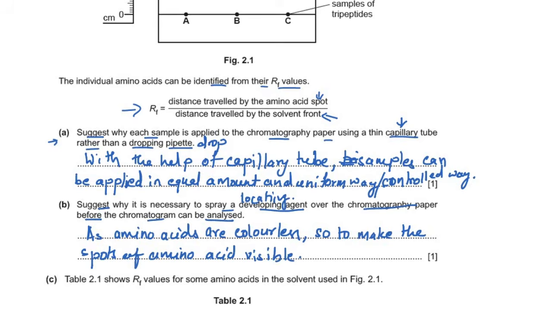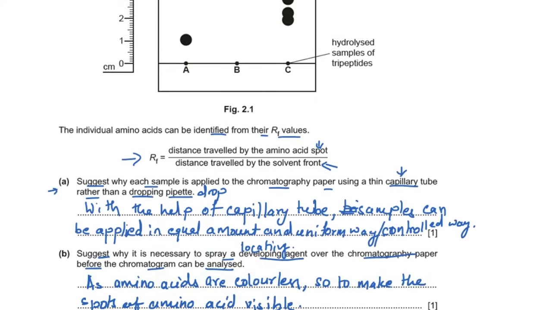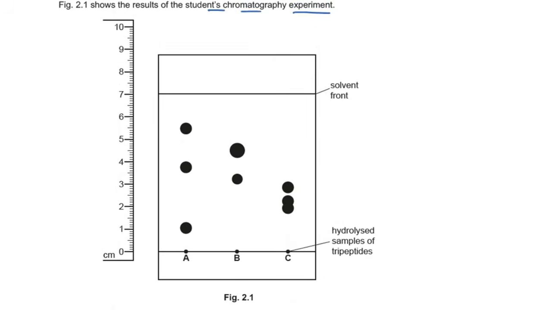So because of that the amino acid spots will become visible, and so we spray them with the developing agent. The next sub question C says, table 2.1 shows RF values for some amino acids in the solvent used in figure 2.1. Now figure 2.1 above was the figure of a chromatogram after performance of the chromatography, and here are the RF values. Now use the data in table 2.1 to identify the amino acids in tripeptide A. Now let's go ahead in the diagram and find out what the spots in tripeptide A are and how we are going to calculate the RF value.